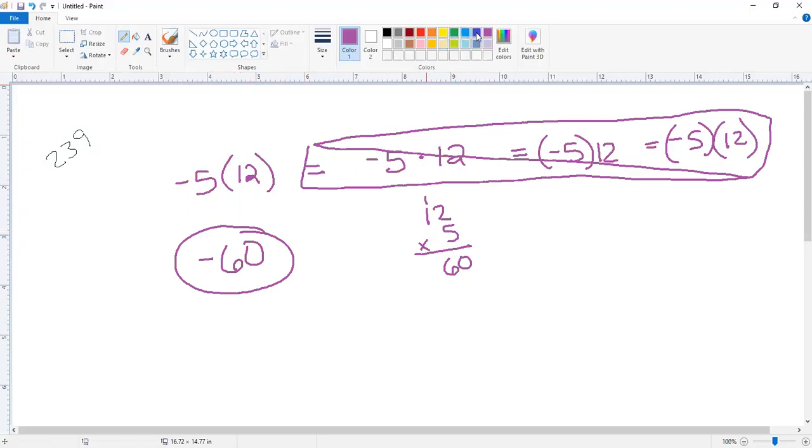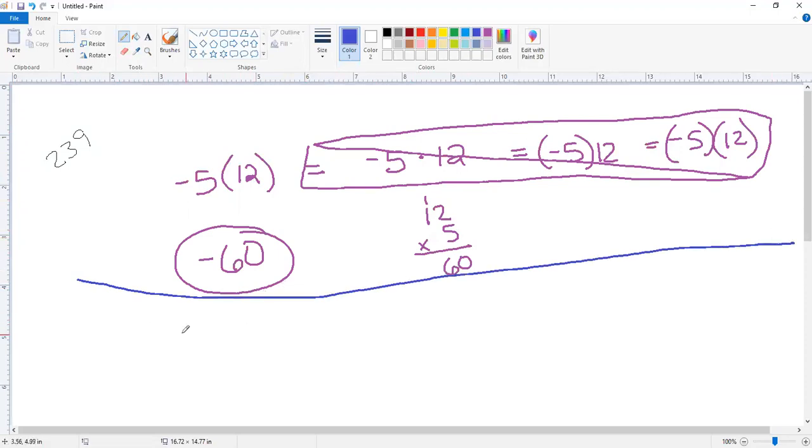Now let's try negative 20 times negative 6. All right, negative 20 times negative 6. We have a negative times a negative. What was that rule again? A negative times a negative is a positive. And we don't write the positive sign, so we're going to leave that blank for a second.